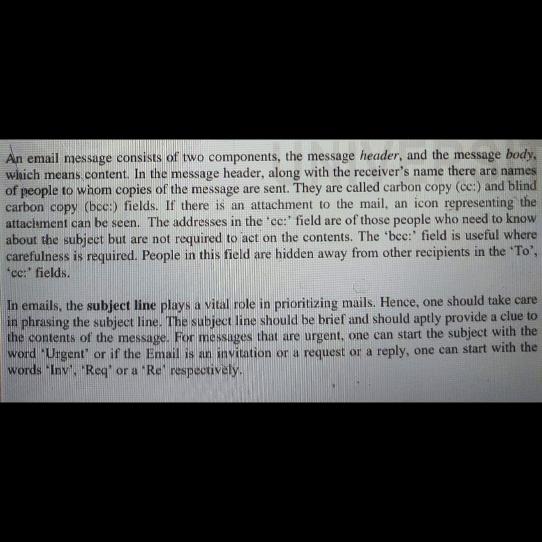In emails, the subject line plays a vital role in prioritizing mails. Hence, one should take care in phrasing the subject line. The subject line should be brief and should aptly provide a clue to the contents of the message. For messages that are urgent, one can start the subject with the word urgent, or if the email is an invitation or a request or a reply, one can start with the words INV, REQ, or RE, respectively.